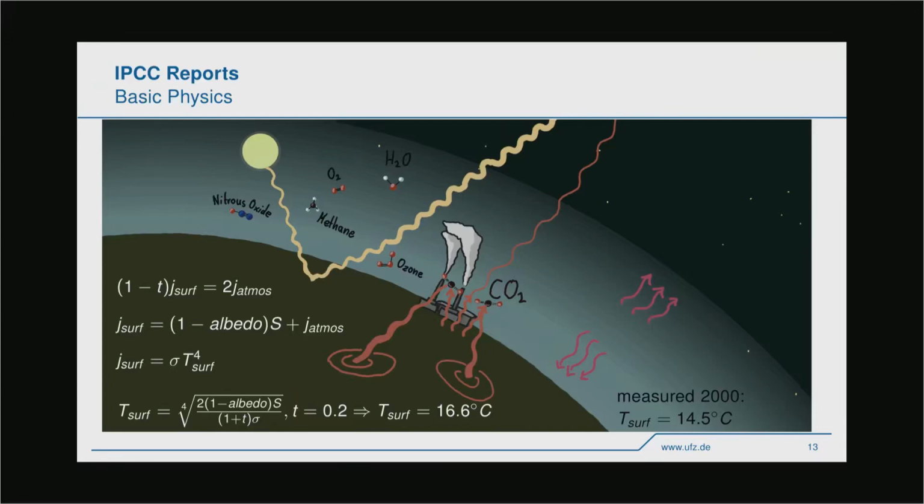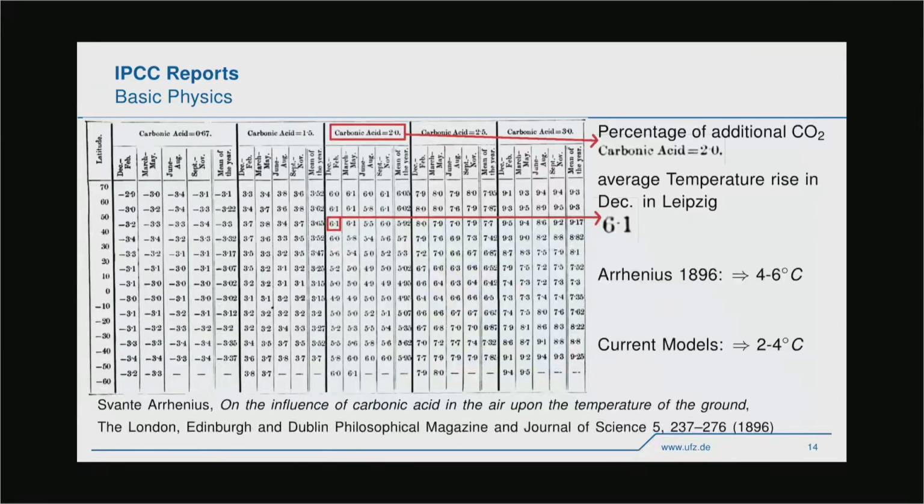This is also a very old knowledge. So this is maybe a little much on a slide, but it's still very interesting because it's copied directly from a paper that was published from Svante Arrhenius in 1896 already. And it's on the influence of carbon acid and the air upon the temperature of the ground. And carbon acid is the old term for carbon dioxide.